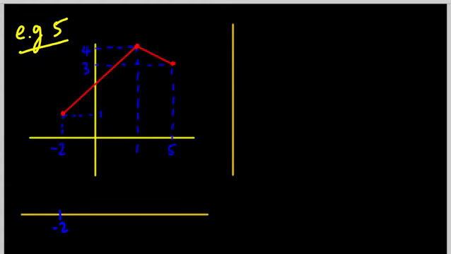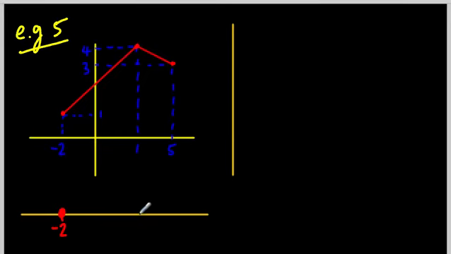Actually, let me use a different color because I think blue doesn't really help us. I'm going to use red. Okay, so the lowest value here is -2, right? And I'm going to put a closed circle here because we include that. Now, as I move to the right, I don't see any breaks or anything like this. All the x values are contained over here.